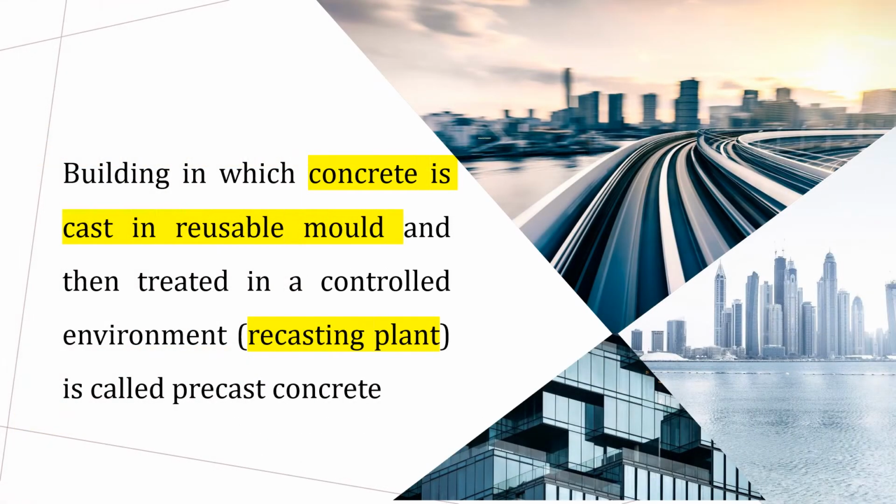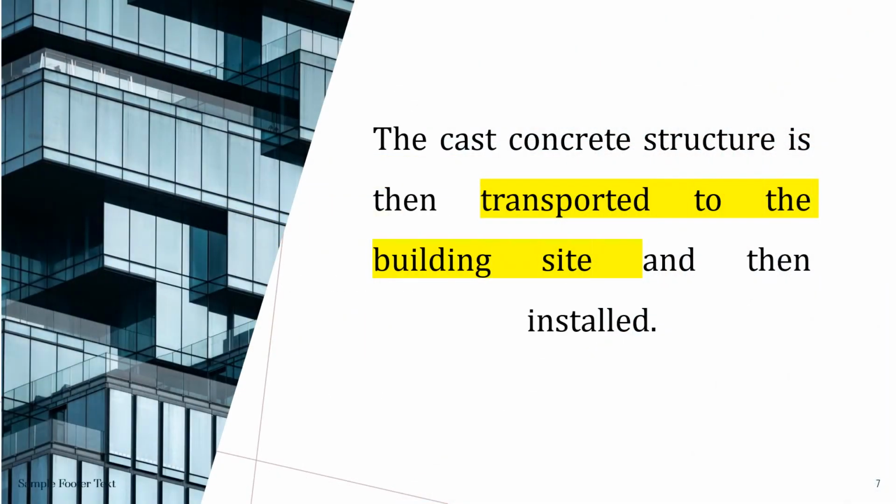The type of building in which concrete is cast in a reusable mold and then treated in a controlled environment, that is, a precasting plant, is called precast concrete. The cast concrete structure is then transported to the building site and then installed. Structural elements, such as concrete frames, concrete walls and concrete floors, etc., may be built using precast concrete.